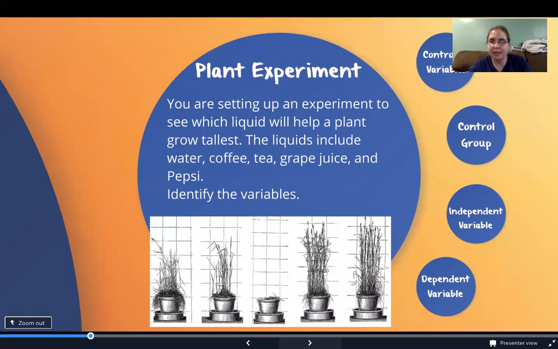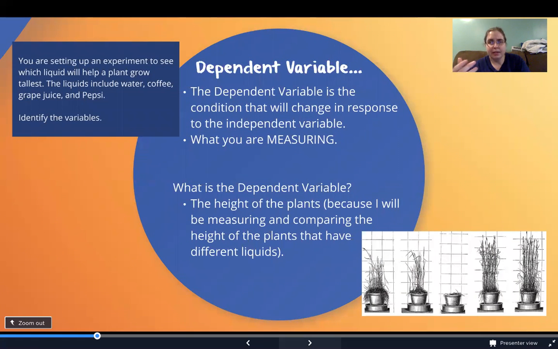Well, now we have the dependent variable. What is going to change in response to the type of liquid? In other words, what am I going to measure? As we said, the dependent changes in response to the independent. It's what am I looking for? What am I measuring? Well, we said the experiment is to see which liquid will help plants grow tallest. So what am I going to measure? How tall they get. So I'm going to measure the height of the plants, and that means this is going to be my dependent variable. I am looking to see if the type of liquids will cause the plants to grow better or worse. So will they get taller or shorter?